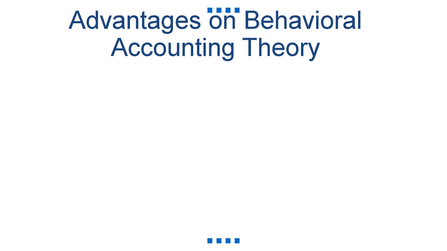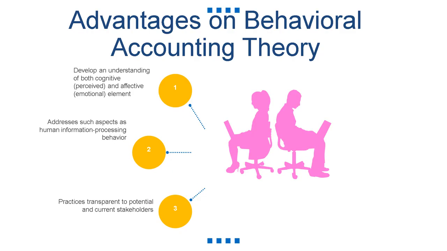So then we move to the advantages of behavioral accounting theory. For the first one, the behavioral accounting theory aspect is that segment of accounting that attempts to develop an understanding of both cognitive, which is perceived, and affective, which refers to the emotional element of human behavior that influence the decision-making process in all accounting contexts and settings.